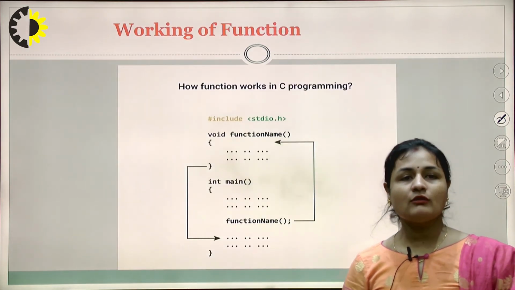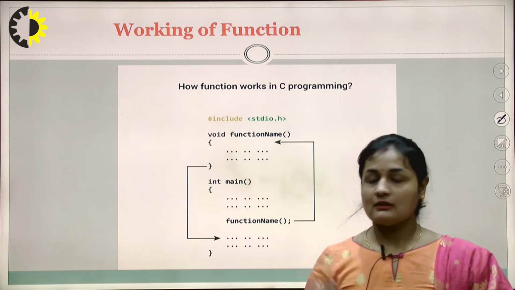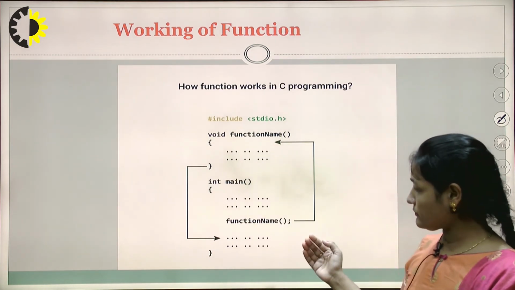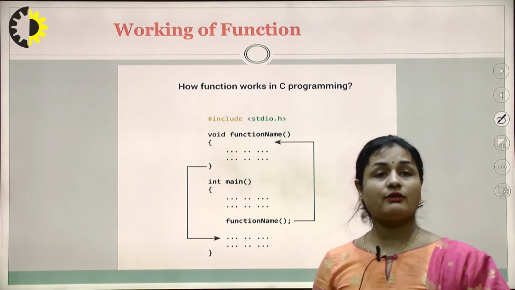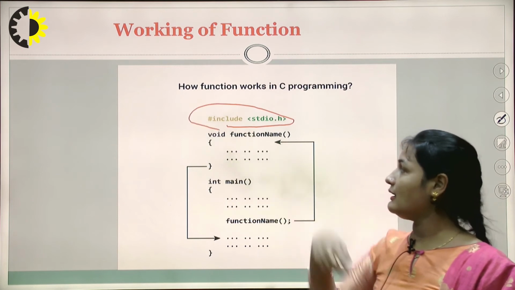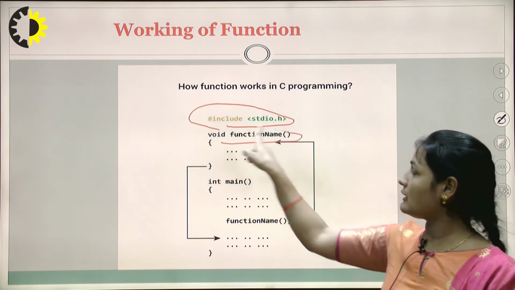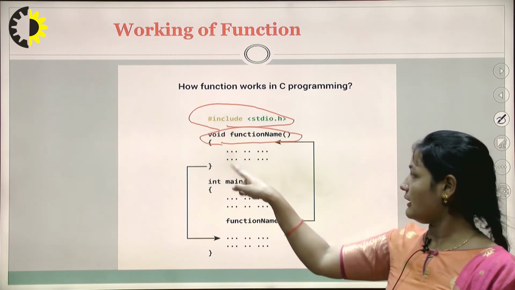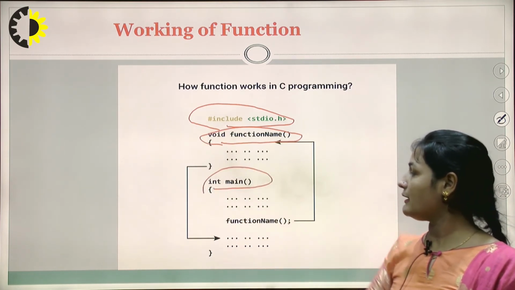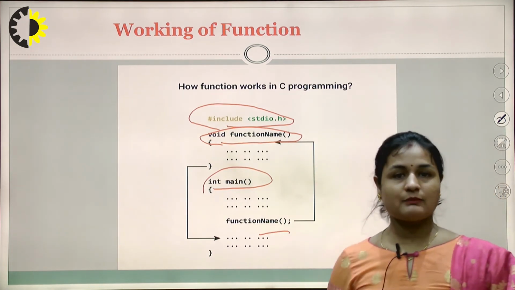Then how will the function work? In C programming, this is given to show how the function will work. Here we include the header file, and when we use the function, we just put the name of the function. Then after that we use main and the function name. This is how the function will work. I will explain it in detail.